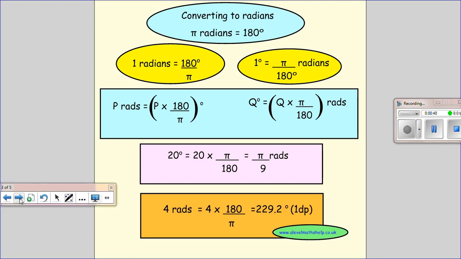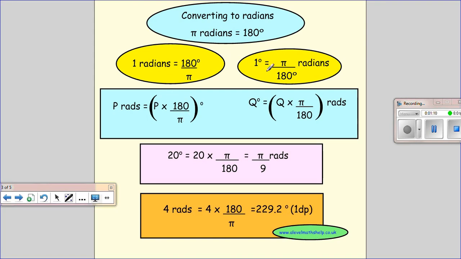Okay, so to convert to radians, if I want 1 radian, I divide by pi throughout on this. So I get 1 radian equals 180 over pi. So if I have p radians and I want to find out how many degrees that would be, I take my p and times by 180 and divide by pi.